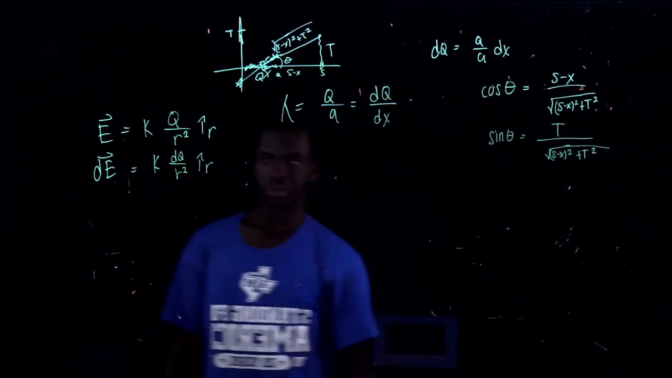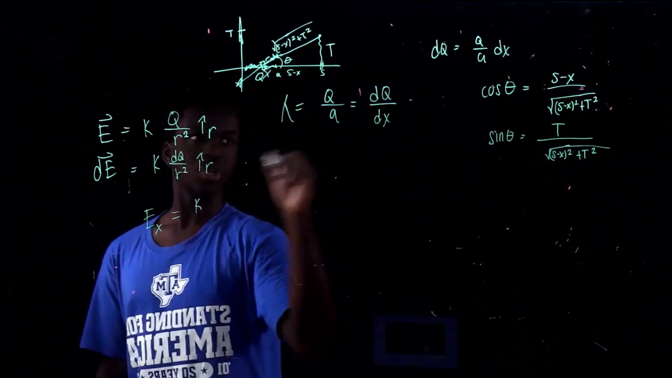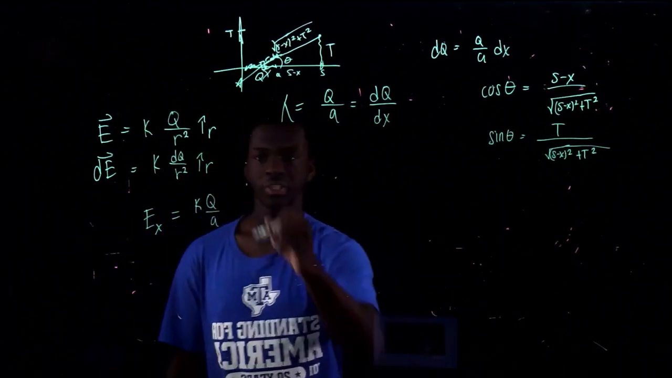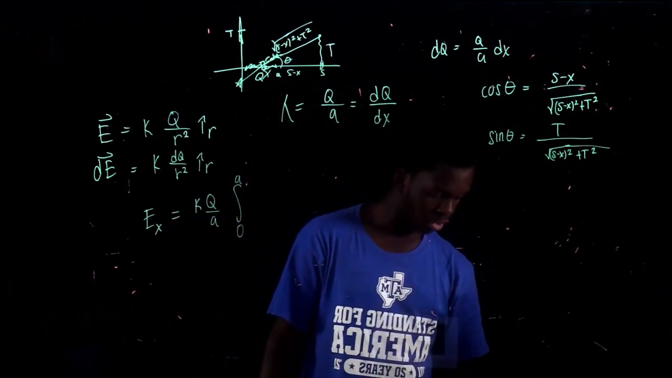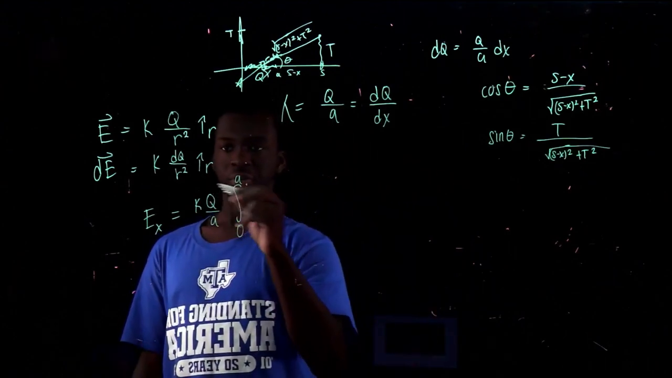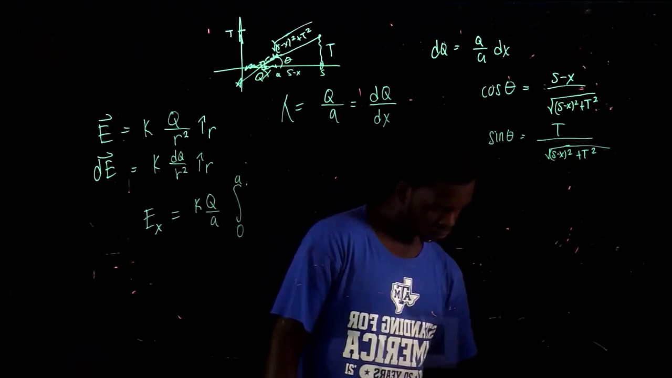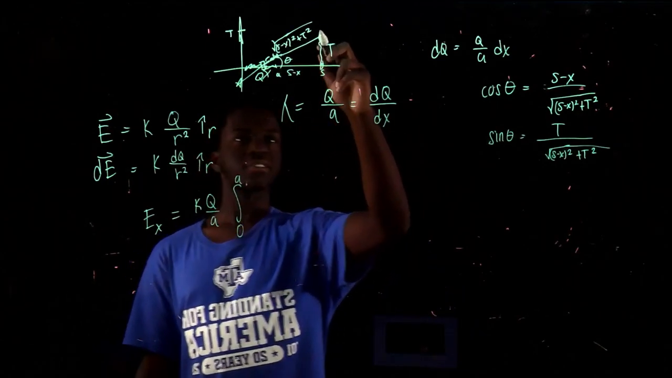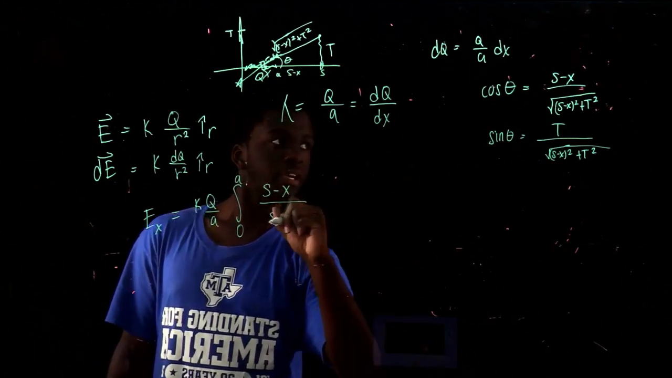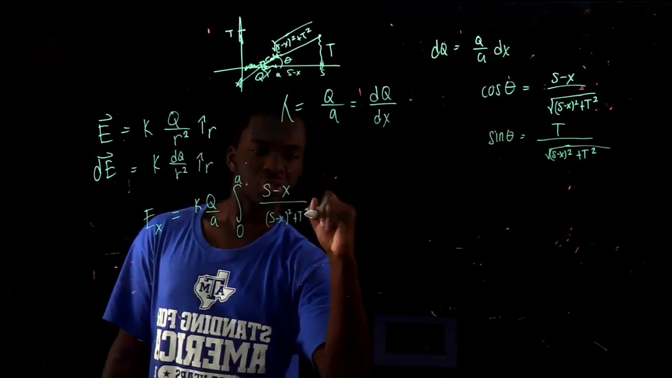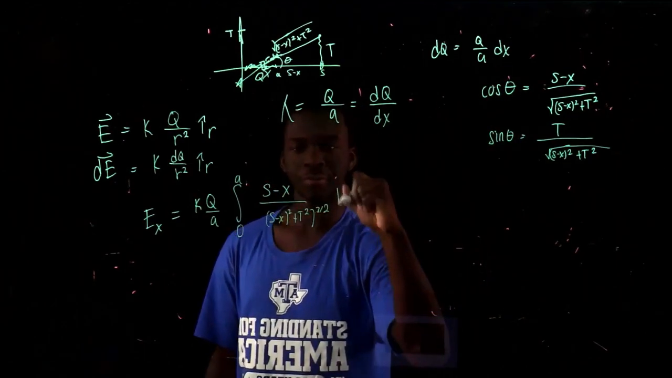So we have both of those. Now let's start off by writing the Ex for the electric field. So we're going to have K and substitute dQ, KQ over A. And then we're going to take the integral from 0 to A, which is the electric field. And we're going to put in the cosine theta dx, and we're going to put in the r squared. So 1 over r squared is going to be that, and then you have this multiplied by it. So it's going to be s minus x over s minus x squared plus t squared to the 3 over 2, and then don't forget the dx from this equation right here, dx.